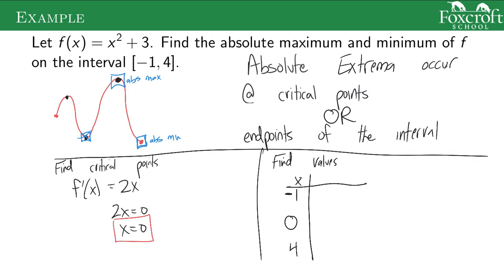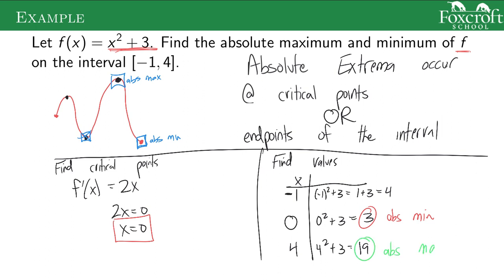We're looking for the absolute max of f, so we're going to plug into our original function, x squared plus 3. When I plug in -1, I get 4. When I plug in 0, I get 3. When I plug in 4, I get 16 plus 3, which is 19. So these are the only places where I know an absolute max or min can happen. My minimum is going to be the smallest value. This is my absolute min, because 3 is the smallest y value you get out. And my absolute max happens at the biggest value. That's my absolute max.